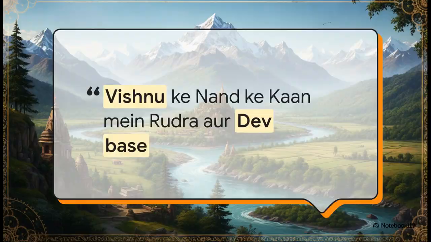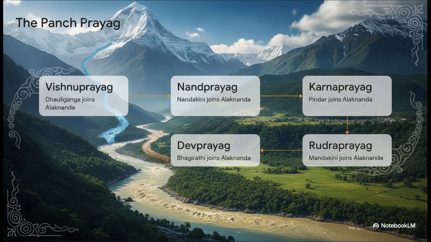Let's decode it. Let's step through this progression from north to south. First up, Vishnu stands for Vishnu Prayag. That's where the Dalaganga hits the Alaknanda. Next, Nand is Nand Prayag, joined by the very similarly named Nandakini River. Kan literally means ear, which represents Karna Prayag, where the Pindar River merges in. Moving down, Rudra is Rudra Prayag, where the Mandakini joins from the Kedarnath side. And finally, boom! Dev stands for Devprayag.